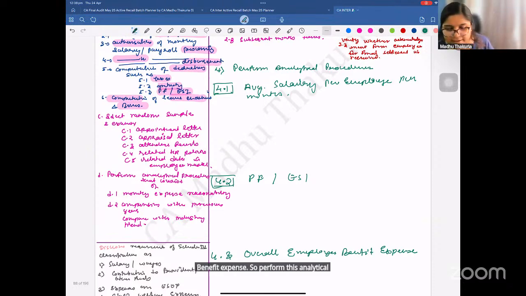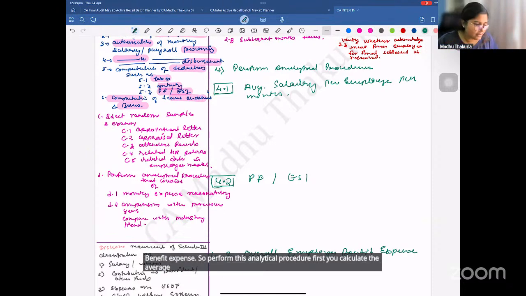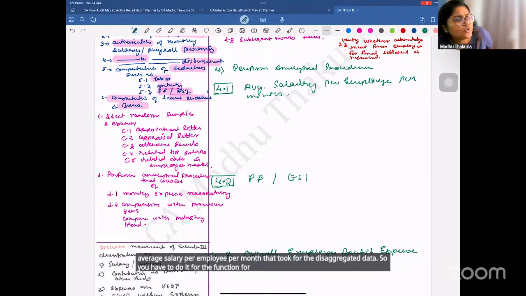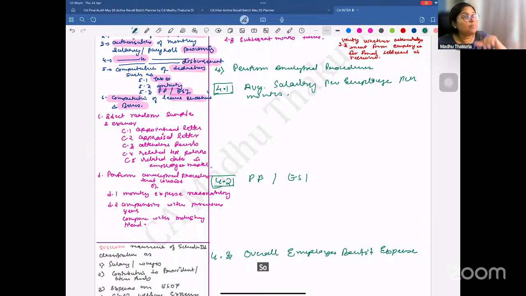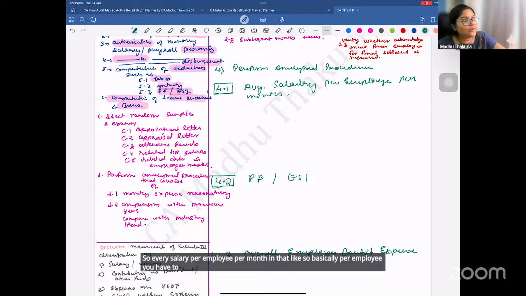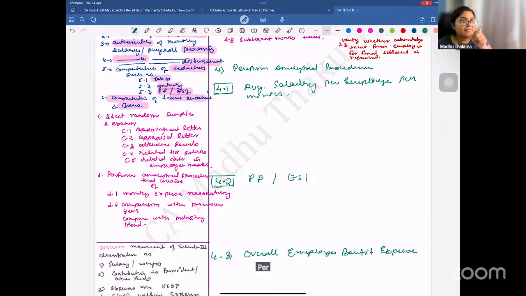First, you calculate the average salary per employee per month, that too for the disaggregated data. So you have to do it for particular functions or grades. Don't do it for the entire. So take out all the employees, all the functions, all the grades, and do the average salary per employee per month, and see if there is a sudden spike that you see in the average salary.